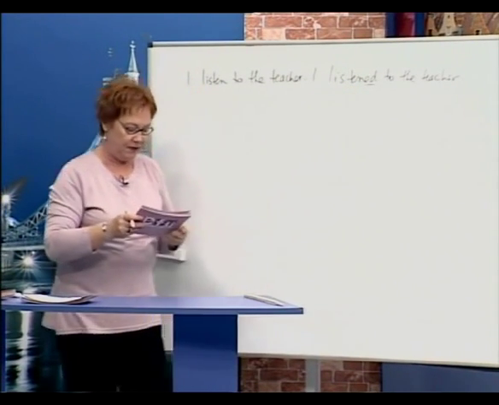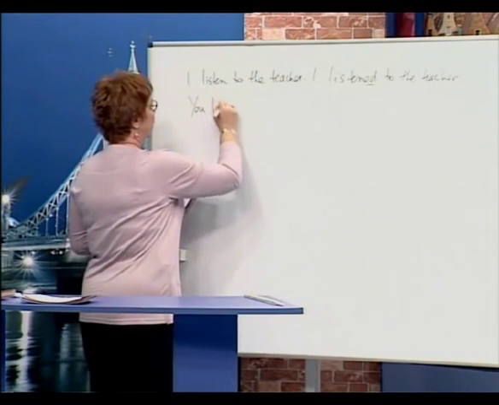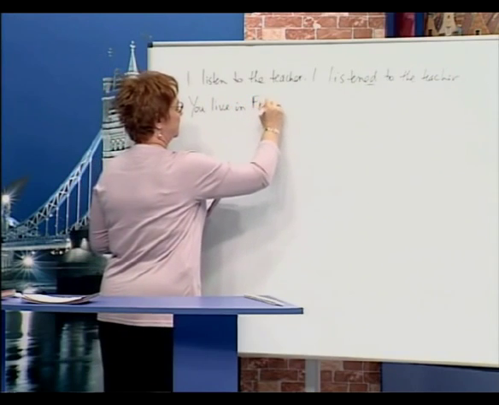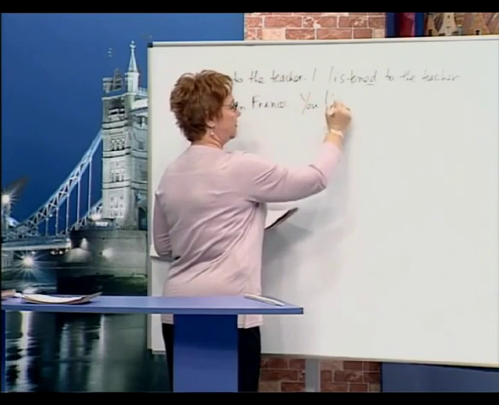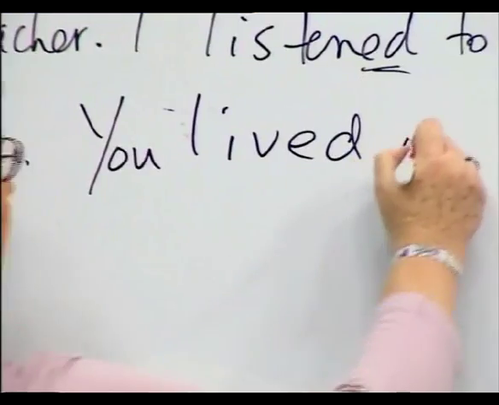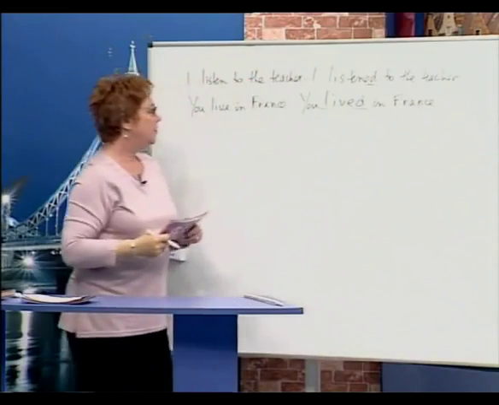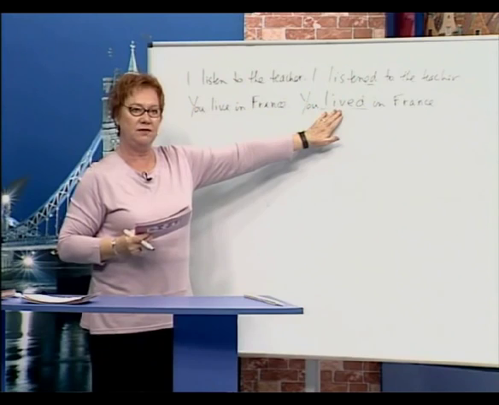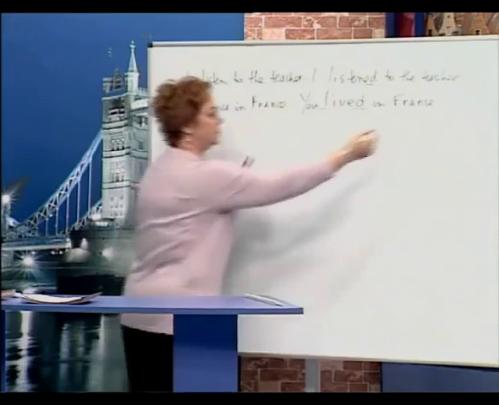Okay? Now, Isabel, here's your sentence. You live in France. Isabel? You lived in France. Spell the verb, Isabel. L-I-V-E-D. Yes, good. You lived in France, okay? And what's special about this verb? It ends with E. Yes. So it ends with E, you only add D.